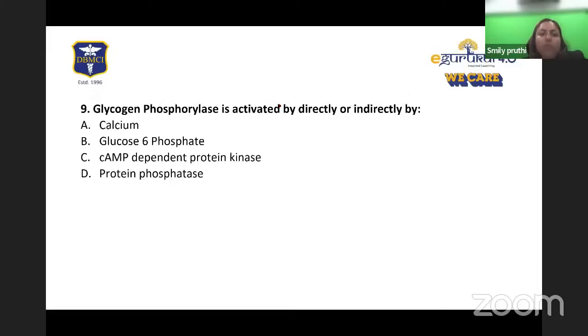Now, glycogen phosphorylase is activated by calcium. Yes, glucose 6-phosphate is the inhibitor. Cyclic AMP dependent protein kinase is the activator because phosphorylation will activate this enzyme, and protein phosphatase is the inhibitor.